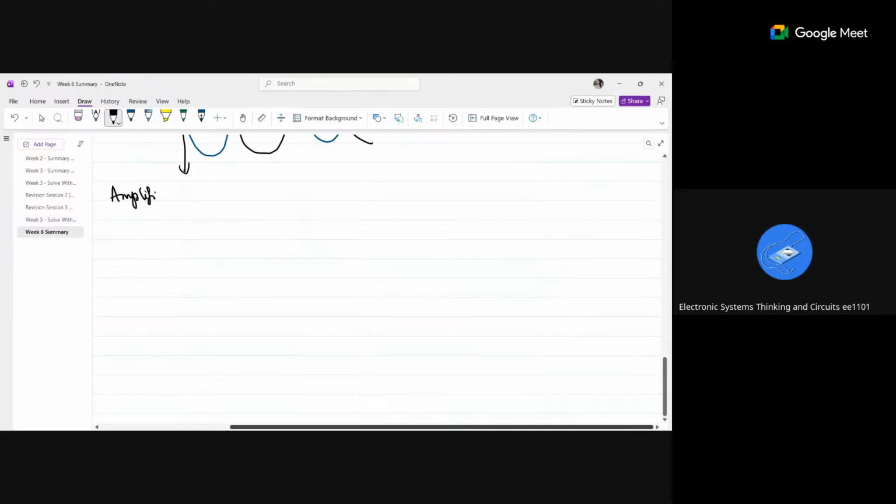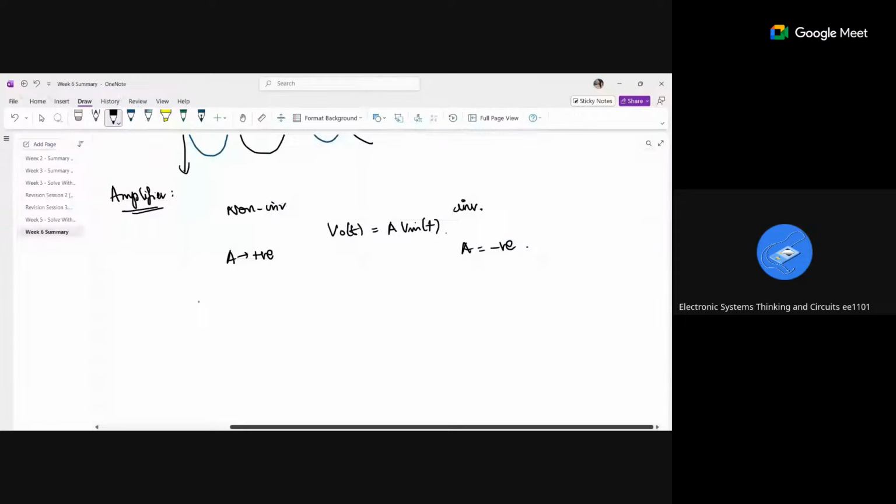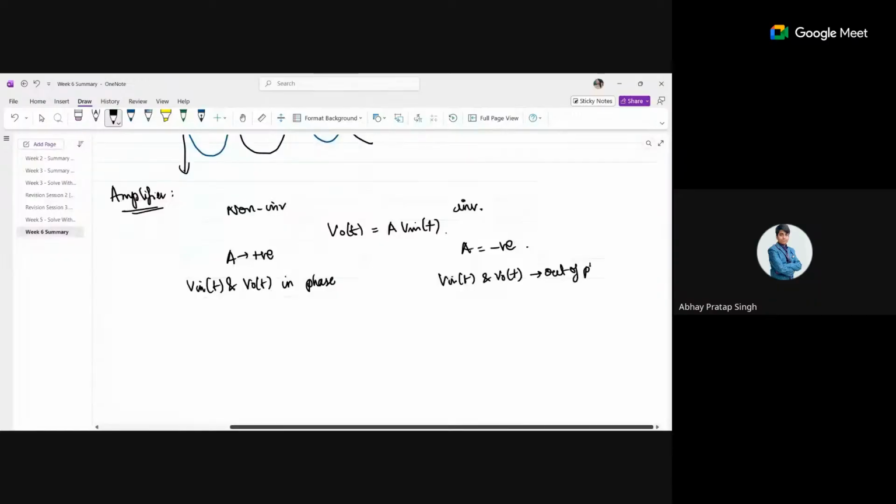So in short, an amplifier is for amplifying the signal. There are two types of amplifier. One is the non-inverting amplifier and another one is the inverting amplifier. For both, VO of t is equal to A into V in of t. In the non-inverting amplifier, A is positive, the gain is positive, whereas in the inverting amplifier, the gain is negative. In the non-inverting amplifier, V in of t and VO of t are in phase, whereas in the inverting amplifier, V in of t and VO of t are out of phase. So these are the things you have to keep in mind.